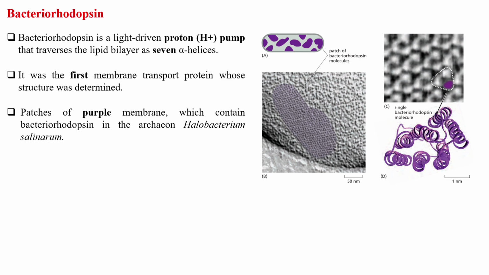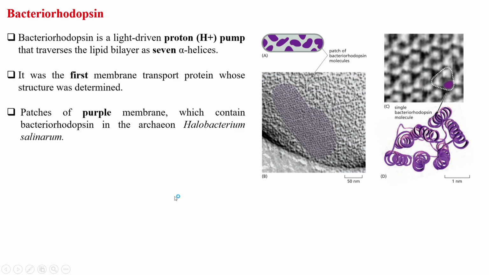So, Halobacterium salinarum is an example of halophilic archaebacteria. Halophilic means salt-loving. This archaebacteria contains purple patches. If you zoom in, you will find this type of structure. If you zoom in further, you will find this kind of picture. So basically this is the ultimate molecular structure of bacteriorhodopsin.